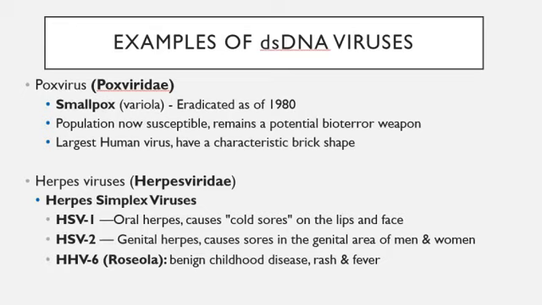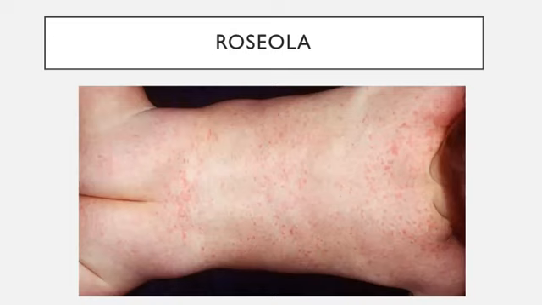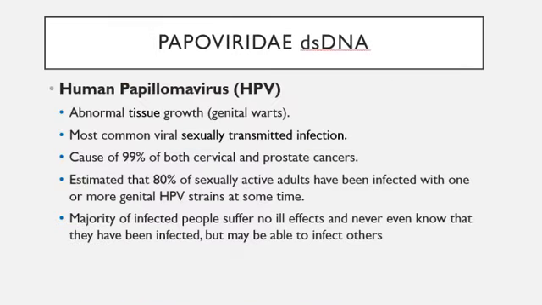HHV6 is also known as roseola, and it's benign, and it's a childhood disease, and it causes a rash and fever. And we're going to see an image of roseola on the next slide. Here is the rash from the roseola virus, or HHV6.